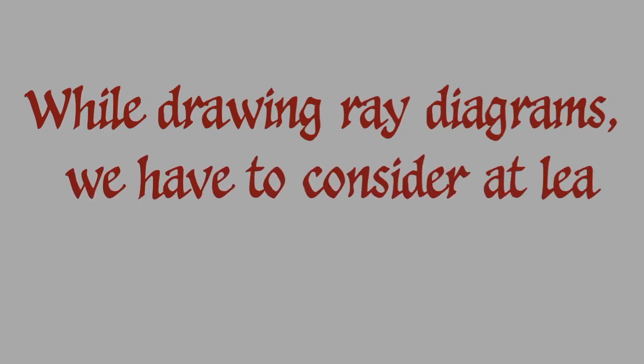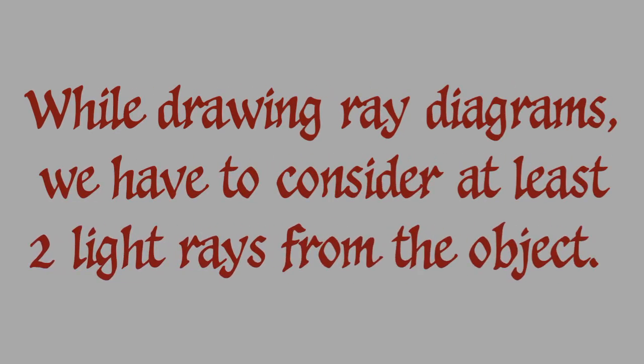Then by using these three rules, we can obtain the image formation by the convex lens and concave lens, where we can easily draw the ray diagrams for those image formation situations. In order to obtain an image, any 2 conditions we can use.